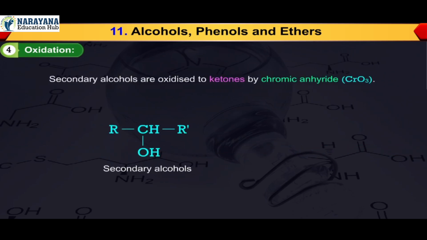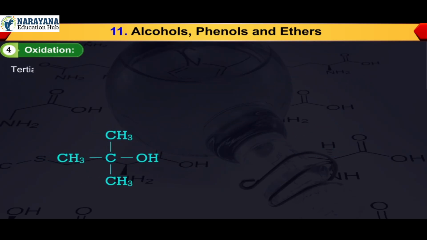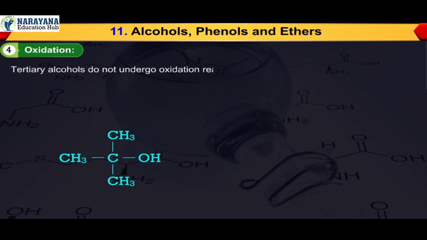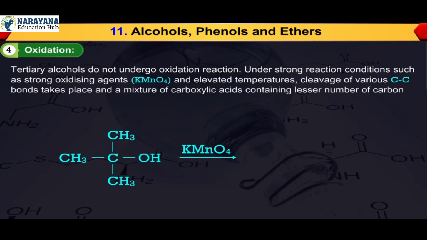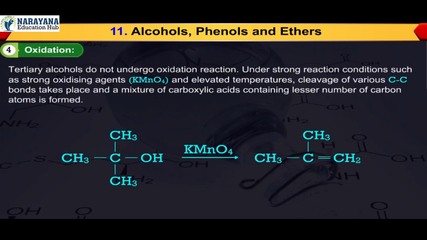Secondary alcohols are oxidized to ketones by chromic anhydride, that is CrO3. RCHOHR' gives RC=OR'. Tertiary alcohols do not undergo oxidation reaction. Under strong reaction conditions such as strong oxidizing agents, that is KMnO4, and elevated temperatures, cleavage of various C-C bonds takes place and a mixture of carboxylic acids containing a lesser number of carbon atoms is formed.